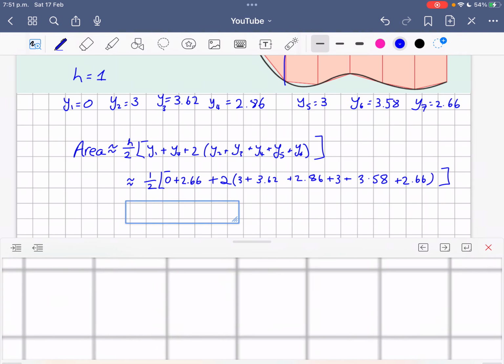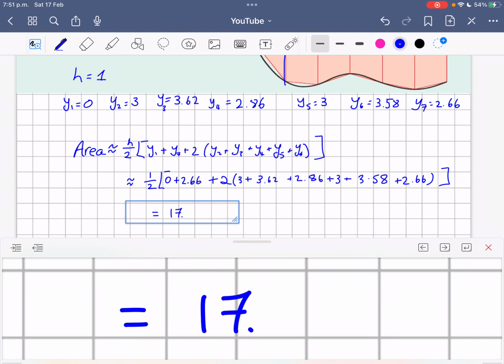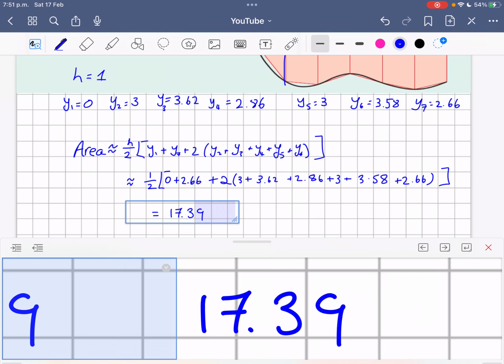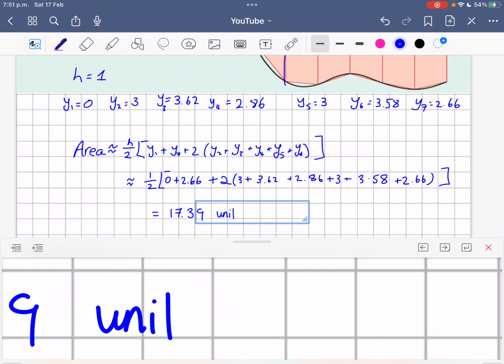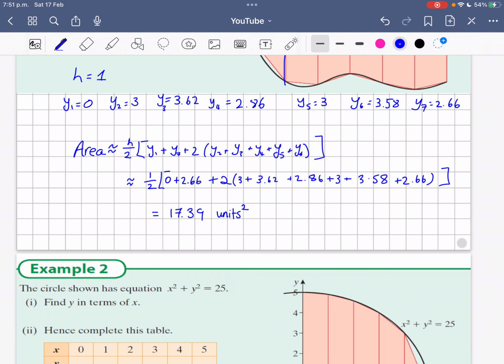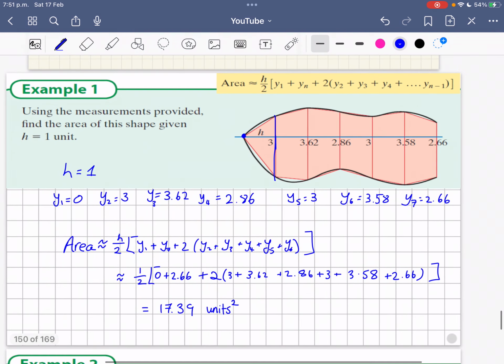And we can put this into the calculator, and it gives us 17.39 units squared. We don't know what the unit is, so we'll just write units squared. So that's that example done. So that's the approximate area of that shape.